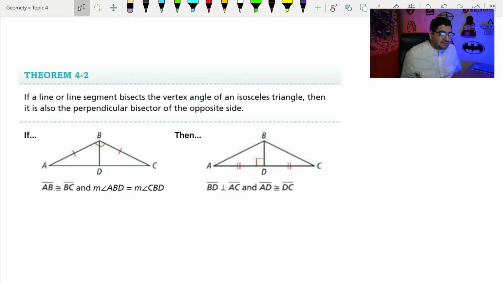If you don't know what an isosceles triangle is, you might want to check out the last video, because we talk about what it is and how we can use it and some of its properties to help us find missing sides and angles. In this video today, we're going to be talking about this theorem that specifically has to do with isosceles triangles.